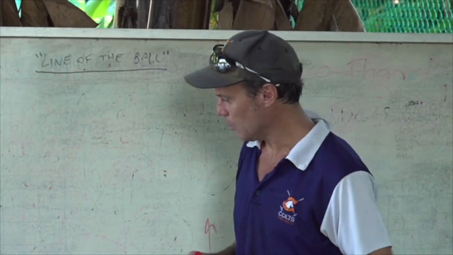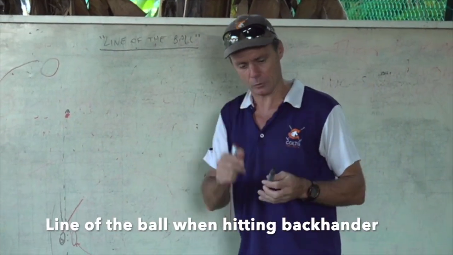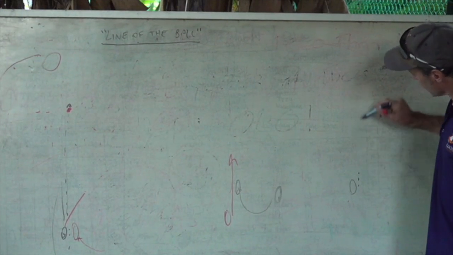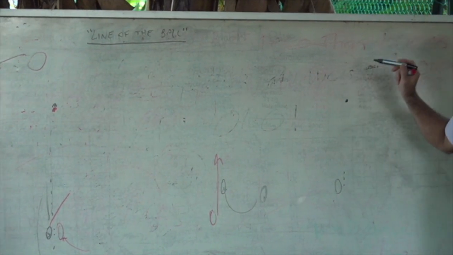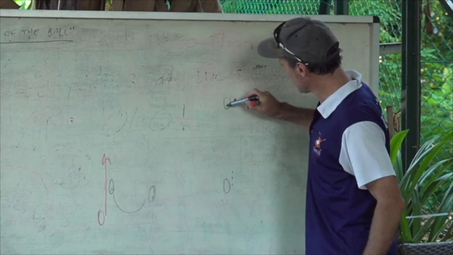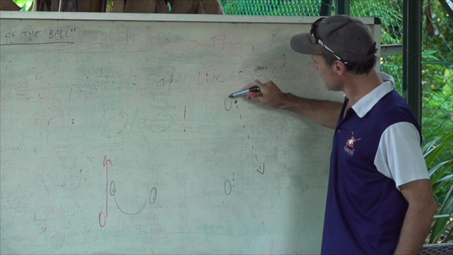Okay. Now, what happens on backhands? Because this is another one that is always tricky for beginners. This guy comes in this direction. The ball is here, stationary. Come here, hits a backhander. Okay, this guy.